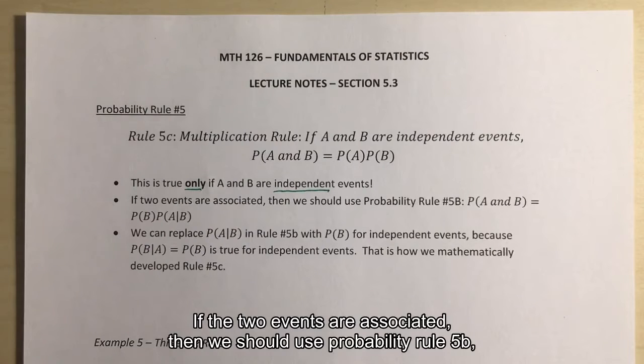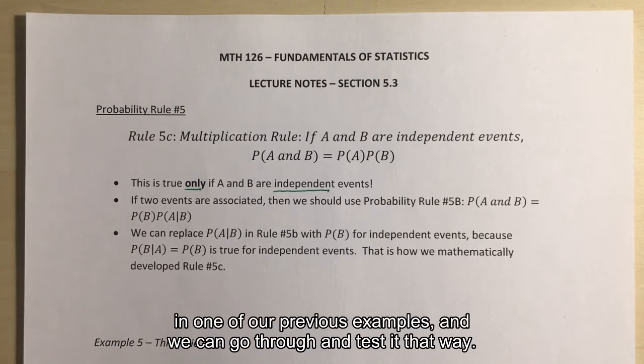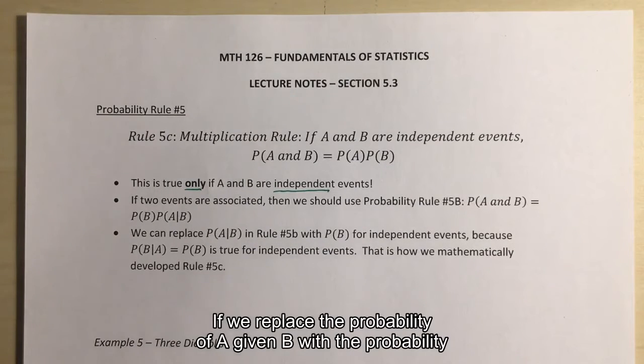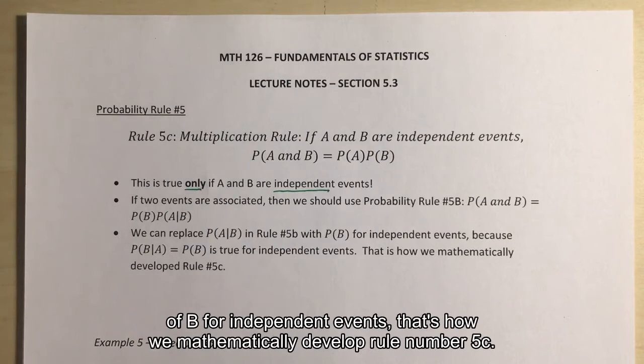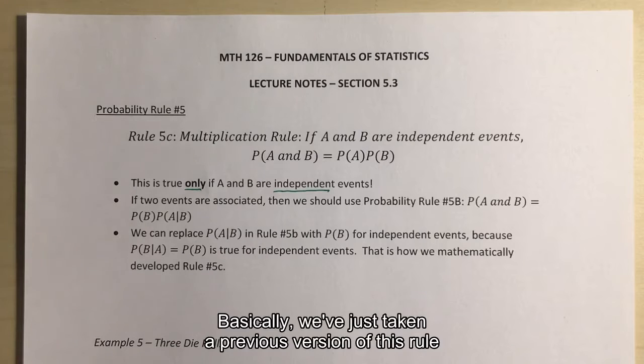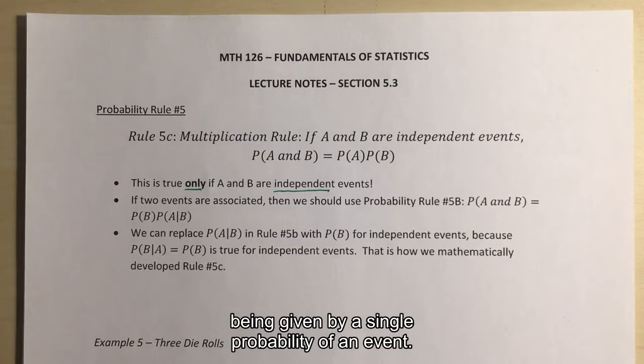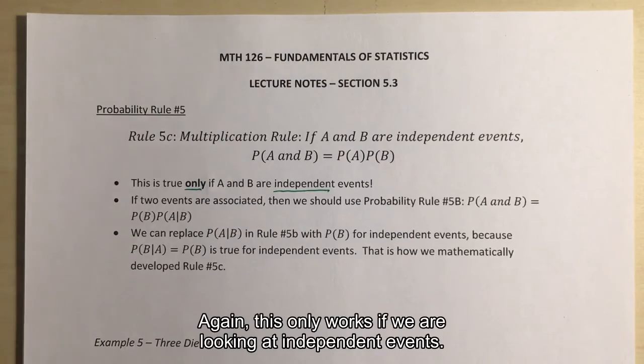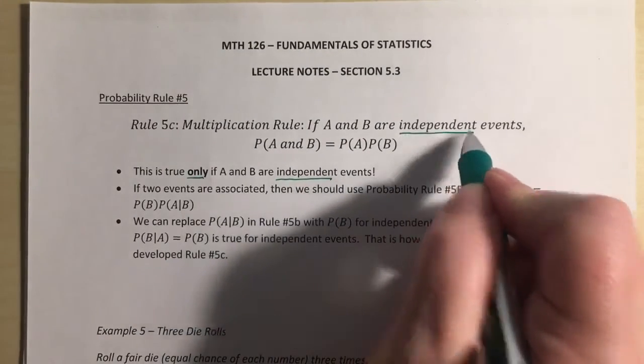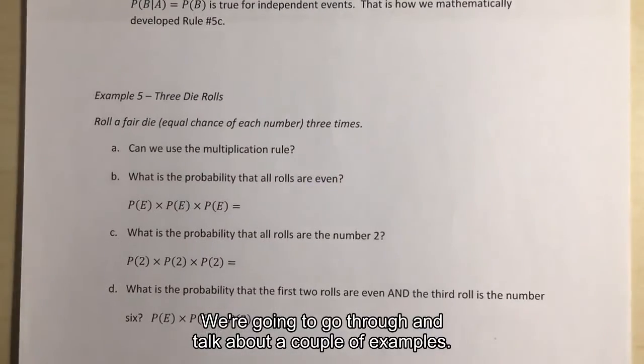If the two events are associated, then we should use probability rule 5b, which we just talked a little bit about in one of our previous examples, and we can go through and test it that way. If we replace the probability of A given B with the probability of B for independent events, that's how we mathematically develop rule number 5c. So basically, we've just taken a previous version of this rule and we've replaced our probability of something being given by a single probability of an event. So again, this only works if we are looking at independent events. So we're going to go through and we'll talk about a couple of examples.